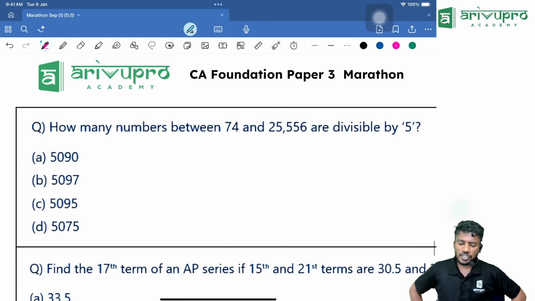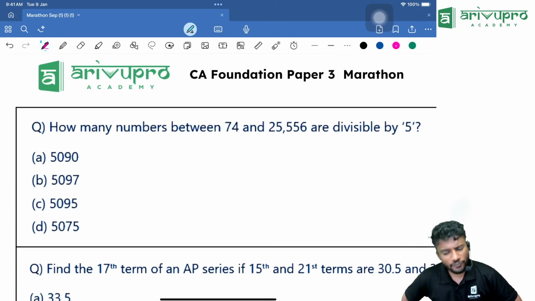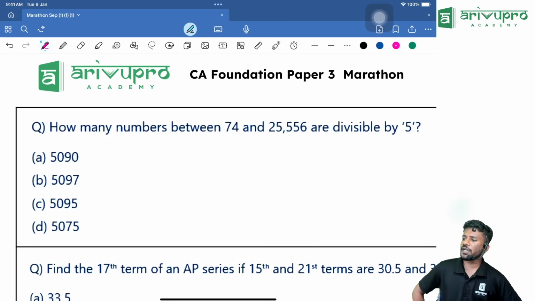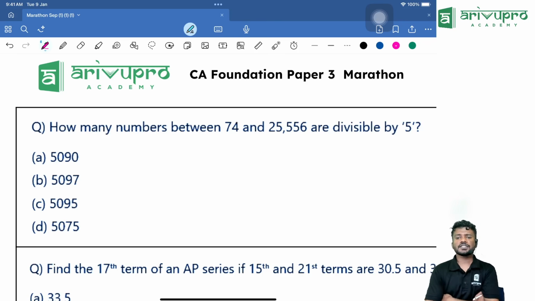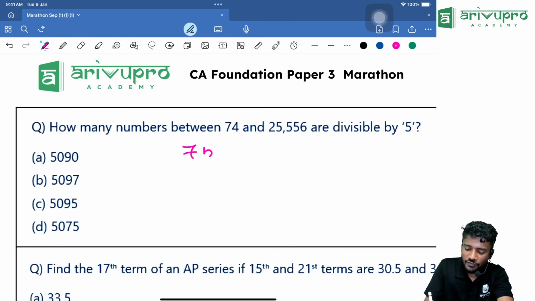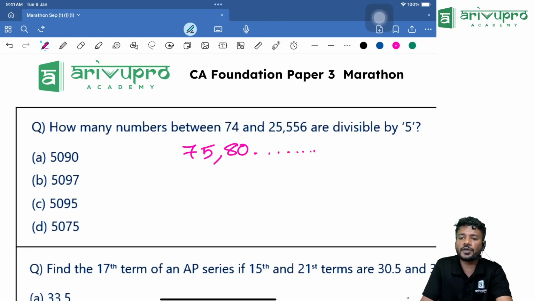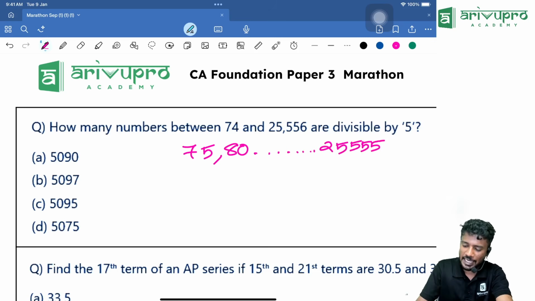How many numbers between 74 and 25,556 are divisible by 5? Divisible by 5 means the common difference will be how much? 5. Now, the first number is what? 75. Next number, 80, and so on. The last number, AN, will be what? 25,555. Correct? Yes. Now, AN is this much.